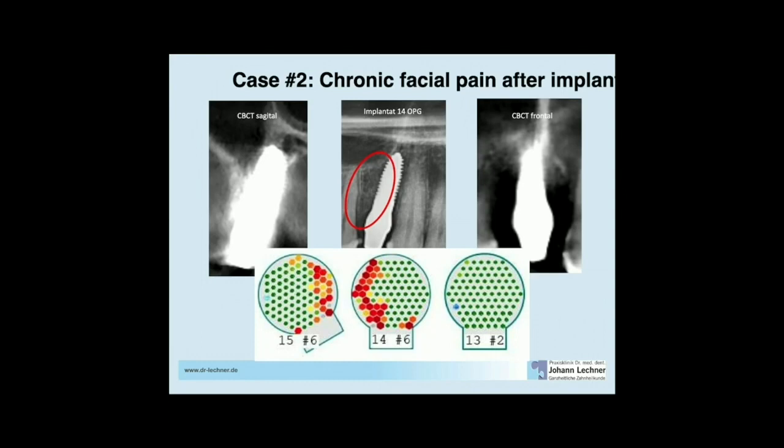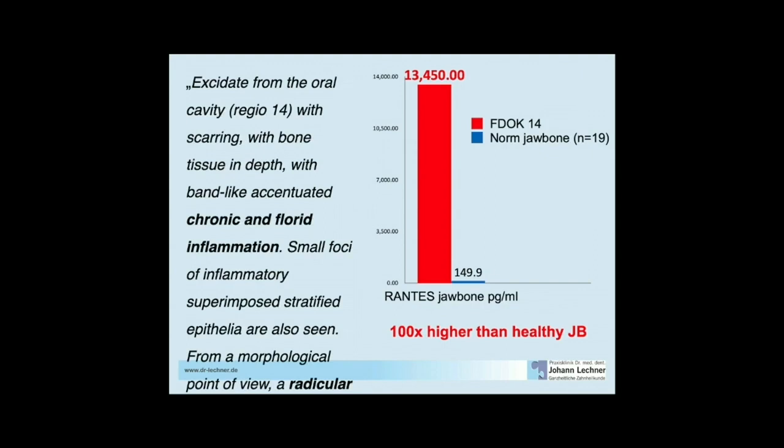Case number two, also chronic facial pain. Here we have a number four. Again, you see the CBCTs here. This would be mystic to interpret. But what you can see distally from this implant are the red spots on our ultrasound device. Taking out the implant and sending the tissue to the pathologist, we get chronic and florid inflammation, and the pathologist even finds that a radicular cyst would be conceivable.